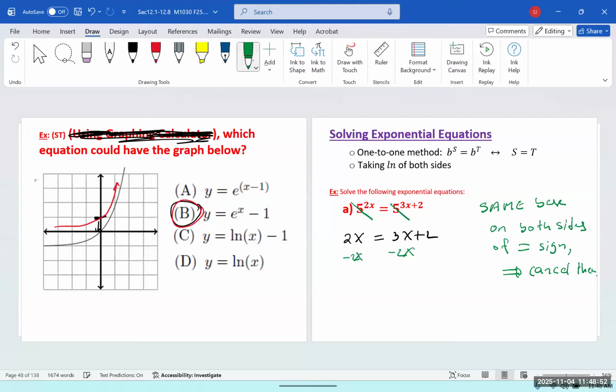Minus 2x. Minus 3, it works both ways. You can do minus 3x, but then x becomes negative. Minus 2 or minus 2, you get the same answer. You get 0 here, but you have 3x minus 2x, which is 1x plus 2. Minus 2 and minus 2, you get x equals negative 2. You can do minus 3x and then divide both sides by negative 1.